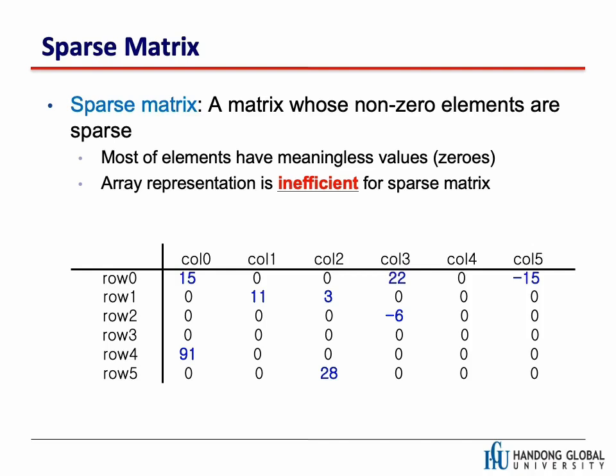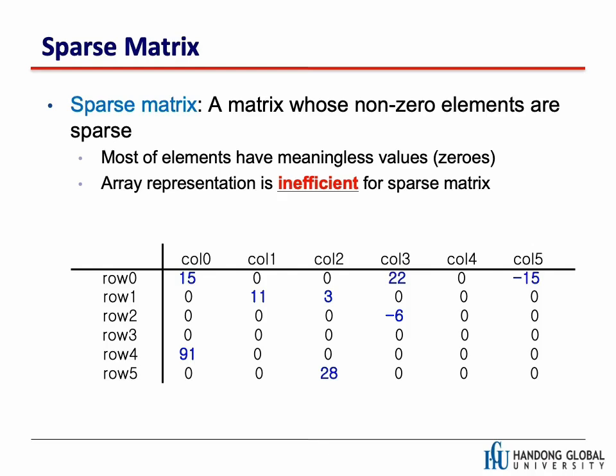And the array representation is inefficient for a sparse matrix. So why is that inefficient? In this sparse matrix, except for a few non-zero elements, all the other elements are zeros. To represent these zeros, we are wasting 4 bytes usually. Okay, so we don't have to waste these bytes to represent the zeros. If we represent these non-zero elements, that's perfectly enough.